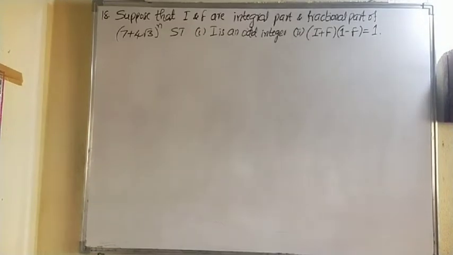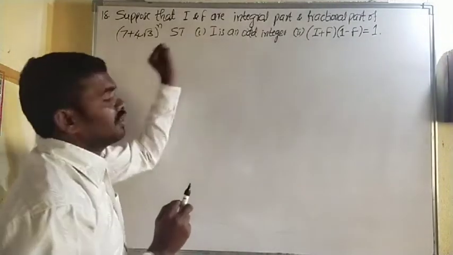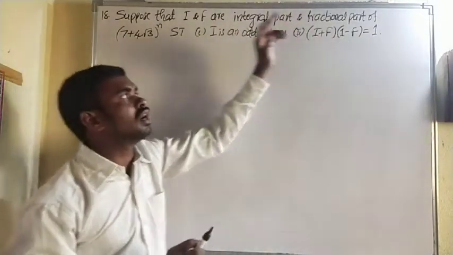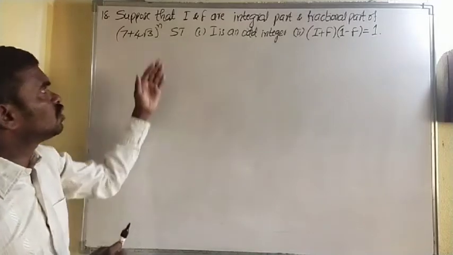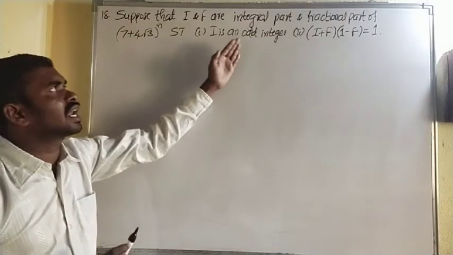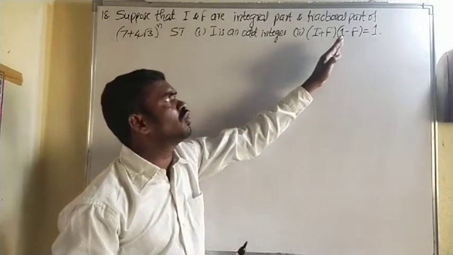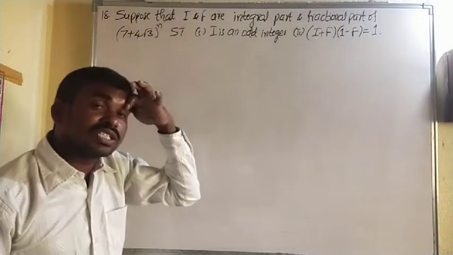Okay, last, 18th problem. Suppose that capital I and capital F are the integral part and fractional part of (7 plus 4 root 3) whole power n. Then show that, first, I is an odd integer. Second, (I plus F) into (1 minus F) is equal to 1. Okay, so this is the question.